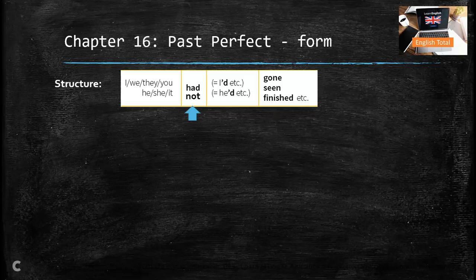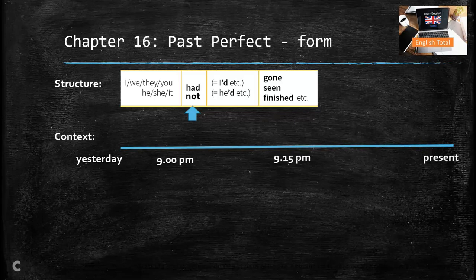Let's take a moment to talk about the context for the right use of the past perfect. First, take a look at this timeline. Note that we have two events that happened yesterday. One of these events happened at 9 p.m. The other at 9:15. As you can see, both events happened yesterday. However, you can use the past perfect to describe events that happened before other events that also took place in the past.